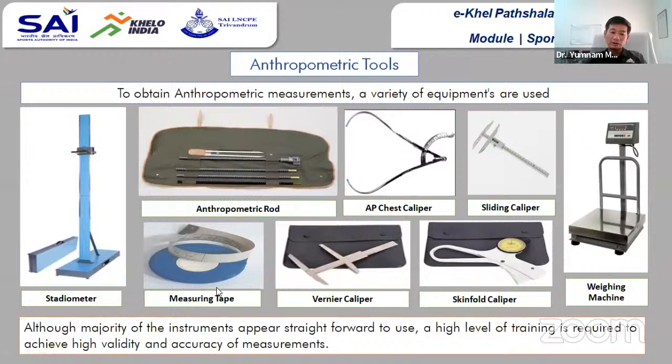And then sometimes for calculating muscle mass, we use both the circumference measurement and the skin fold, and we use the formula of Matiegka's method. So these are some of the equipment and methods.